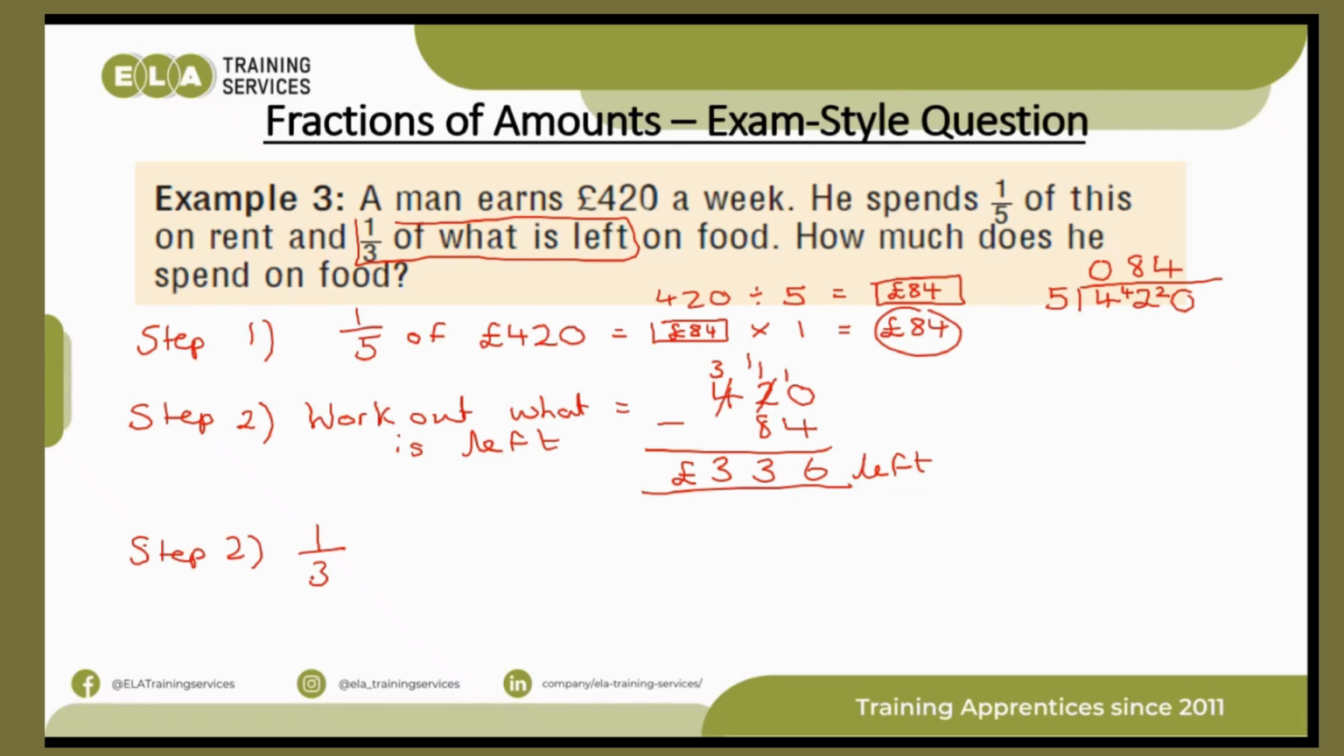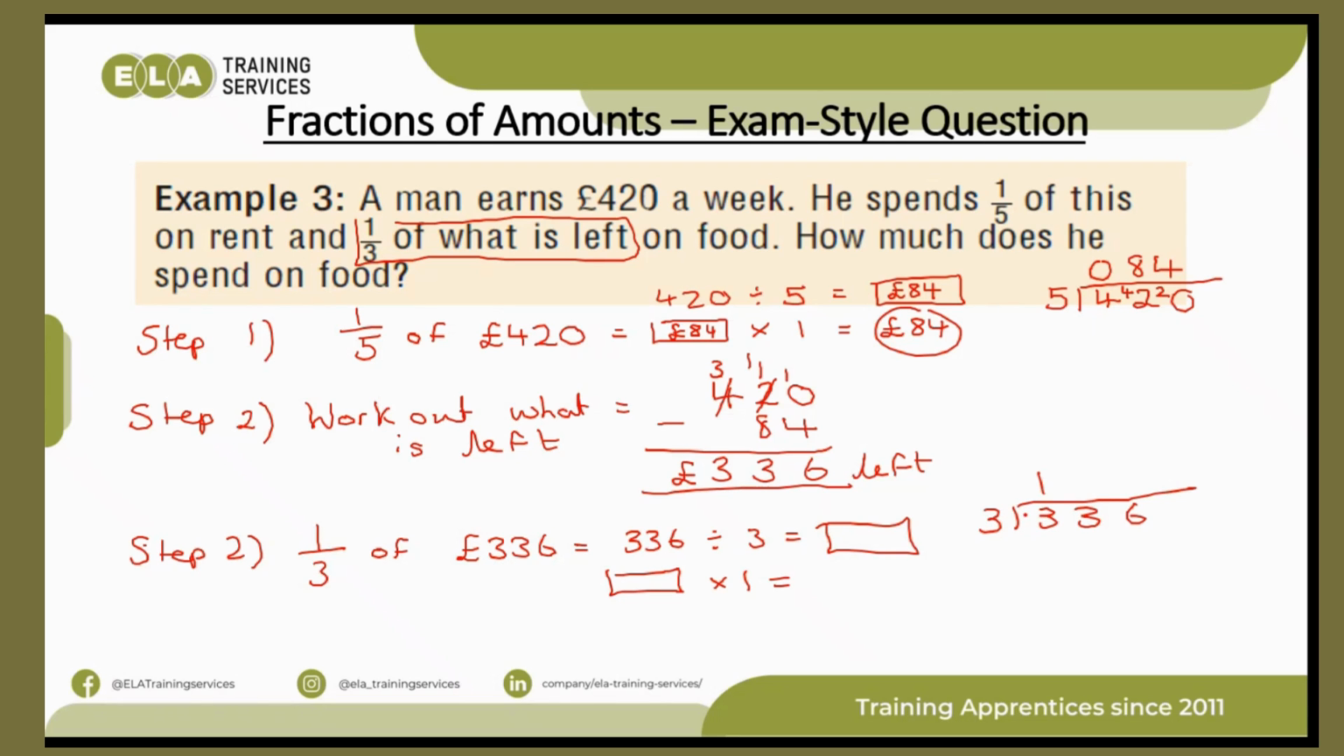And then step 3, work out how much of what is left is spent on food. So it's 1/3 of 336. So yet again, we're going to do 336 divided by 3, and that's going to give us an answer. And then we're going to do that answer multiplied by the top. So here, again, we're going to put it into bus stop. So 3 into 3, 3, 6. How many 3s into 3? 1. How many 3s into 6? 2. So our answer is 112. 112 times by 1, and 112 is spent on food.